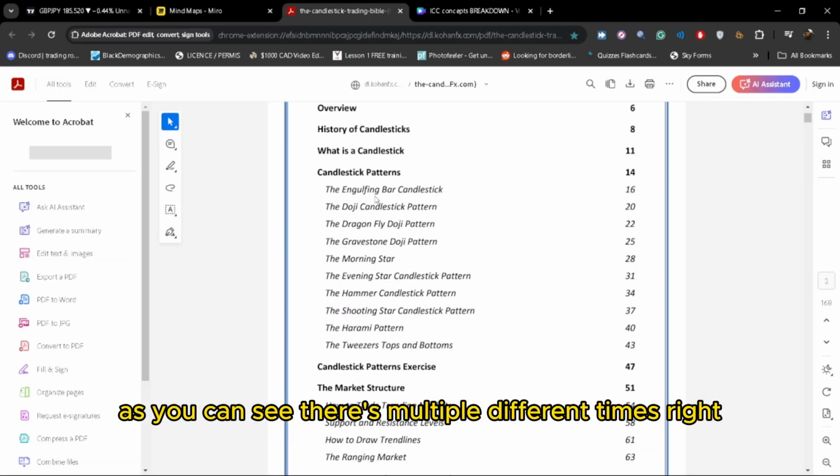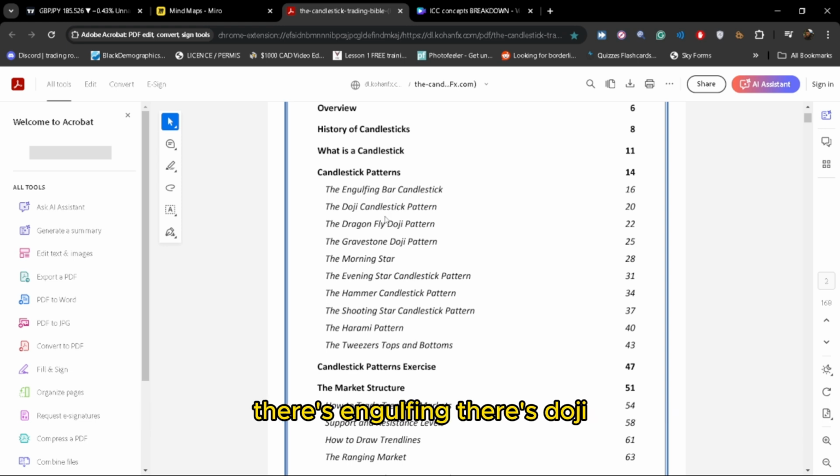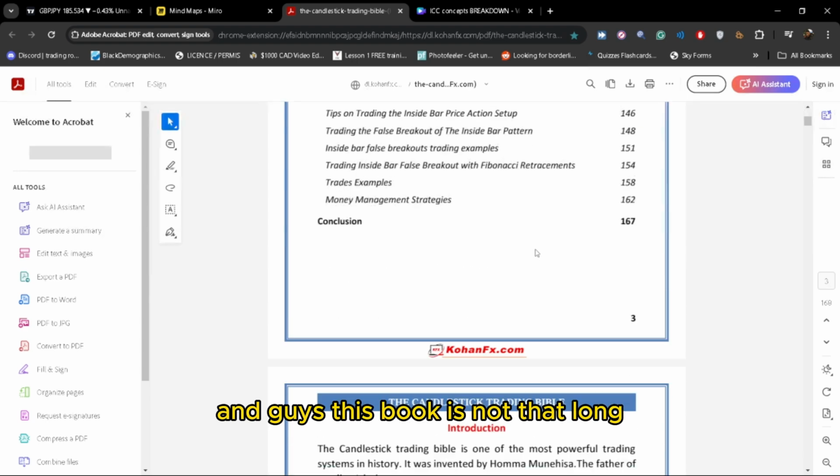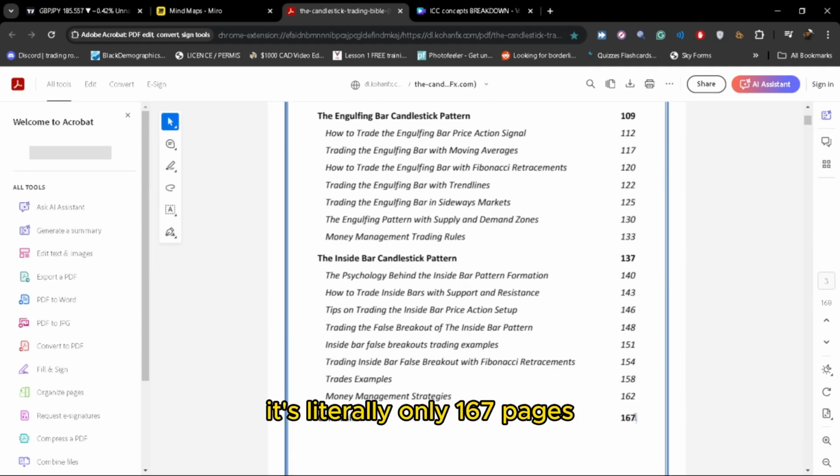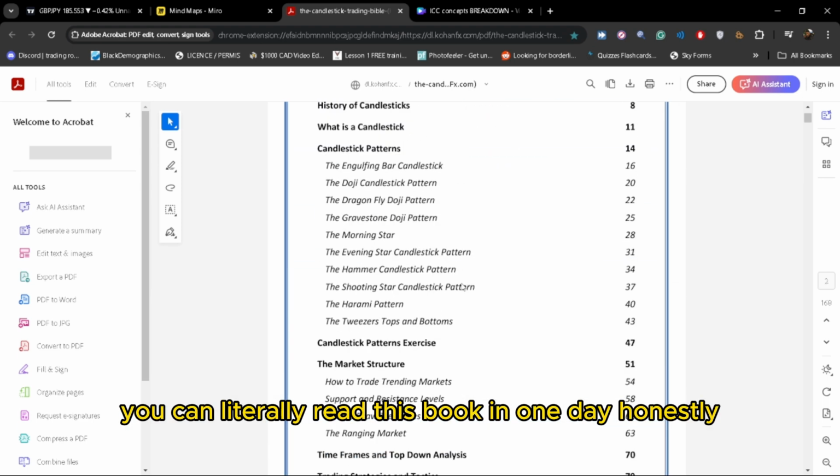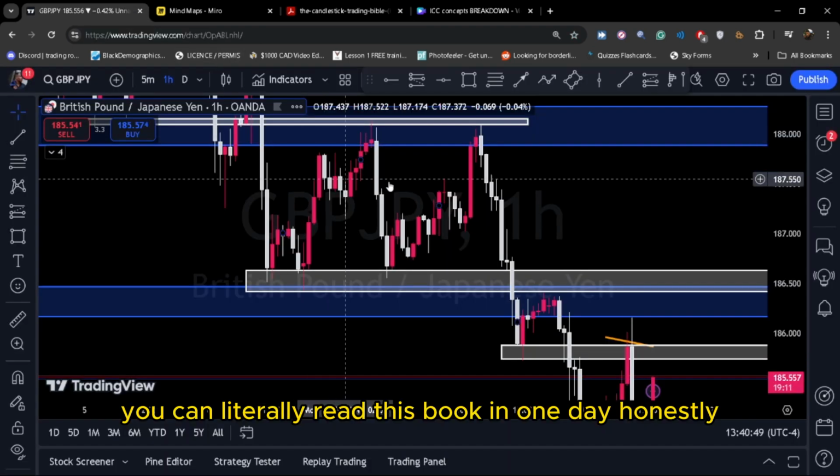And as you can see, there's multiple different patterns. There's engulfing, there's doji, there's dragon. But the point is, guys, I want you to read this book and train your eyes on finding the patterns whenever they present themselves. And guys, this book is not that long. It's literally only 167 pages. You can literally read this book in one day, honestly.